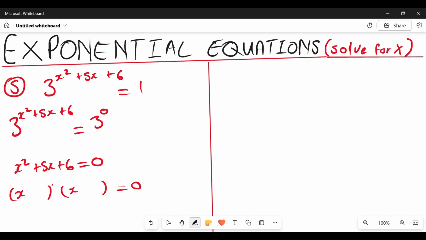Now, since everything is positive inside the bracket, it's going to be positive. Now, we need to find the factors of 6 that when we add them, are going to give us 5. It's going to be 2 and 3. So when we solve further, we know that x is going to be negative 3 and x is going to be negative 2. Guys, this is it.